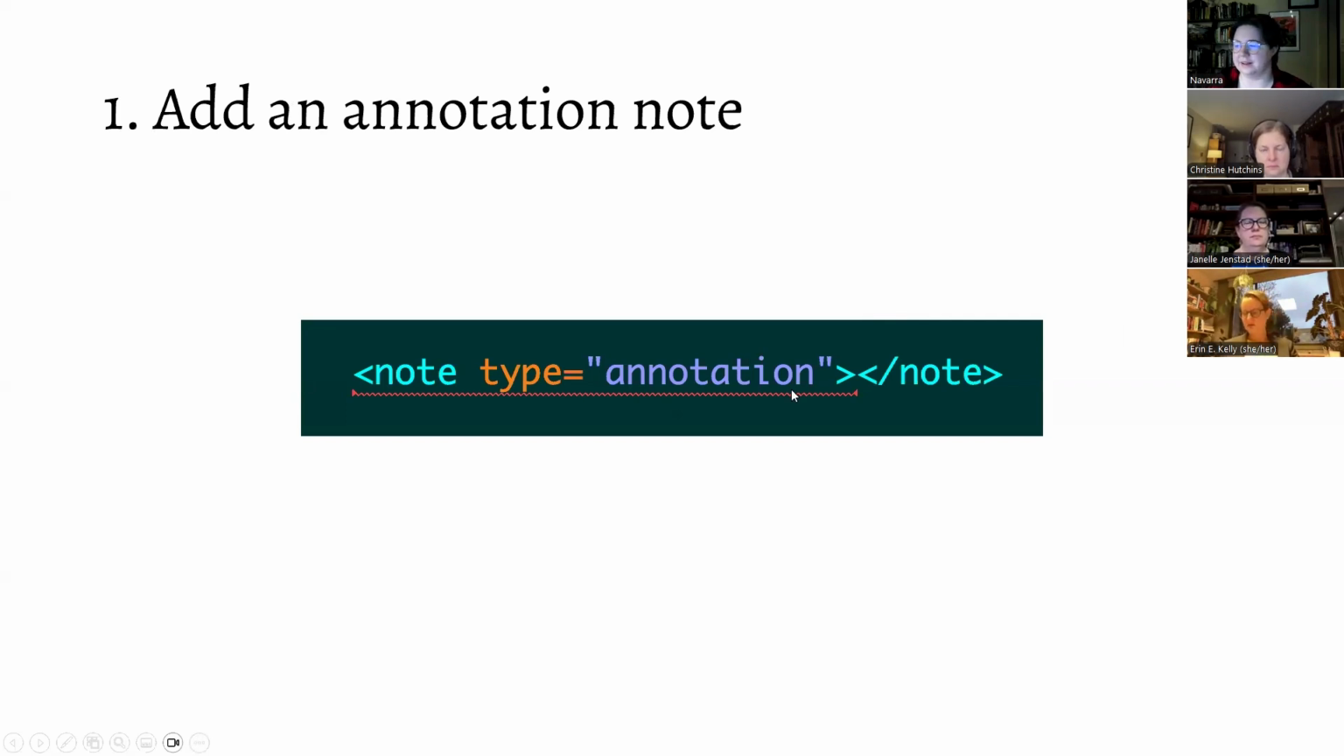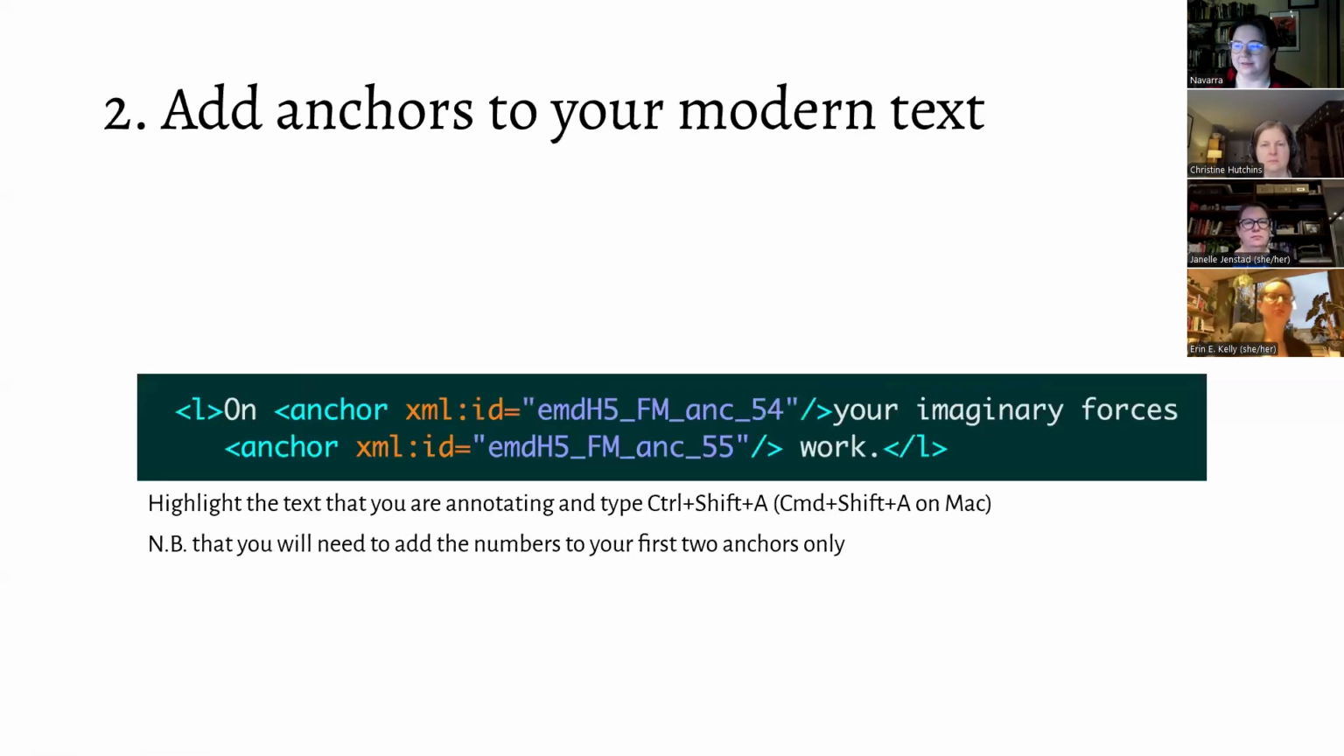And you'll see it's invalid. It's unhappy for a couple of reasons. The first is that it doesn't have any anchors that it's linking to using target and target end. So to start bringing it closer to valid, you're first going to go into that text that you're annotating, typically your modernized text. Highlight the string of text that you're annotating. Here it's your imaginary forces. And then add anchors. We have a keyboard shortcut to do that, to give the XML IDs for you. If you're on a Windows or a Linux machine, it's Control-Shift-A. If you're on a Mac, it's Command-Shift-A.